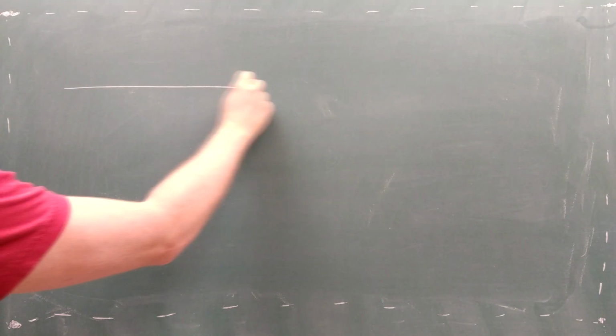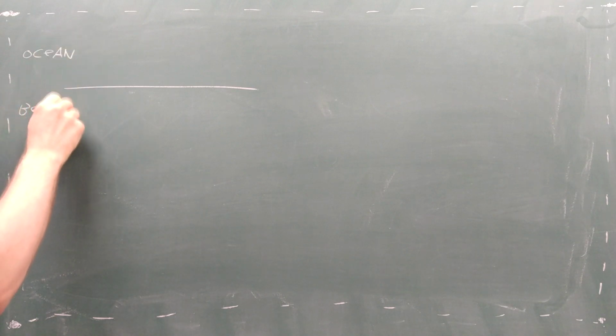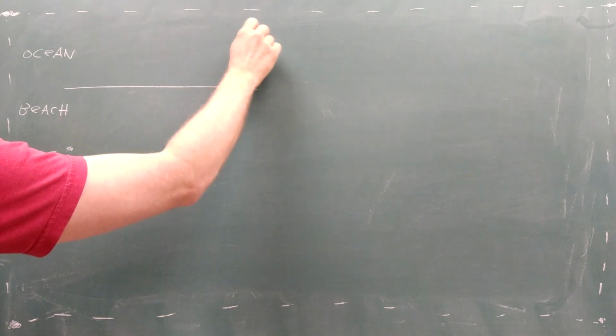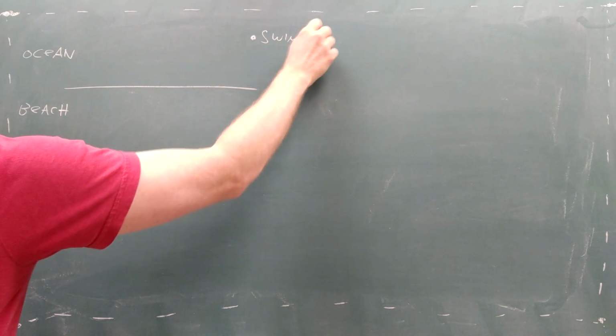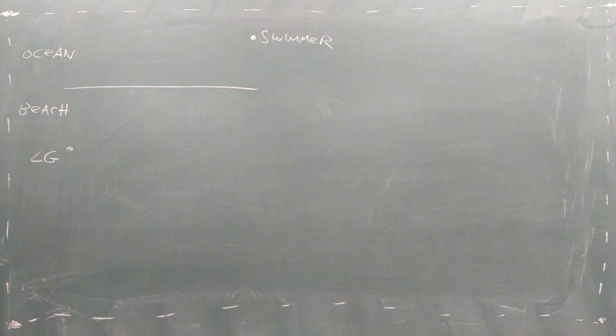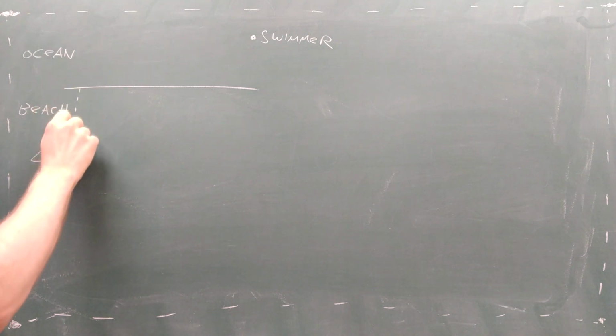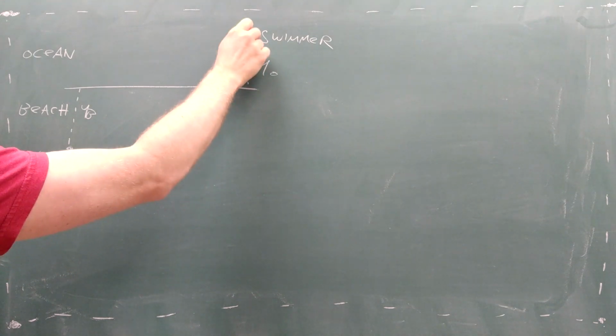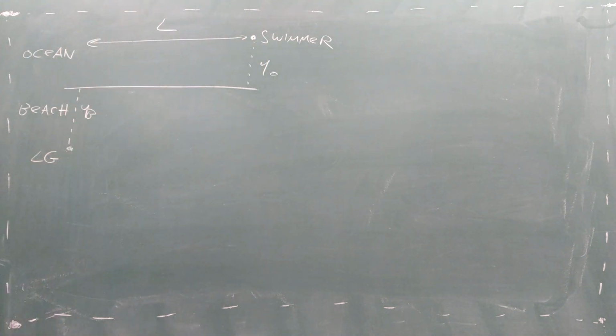So in this video, we're going to explore an analytical solution to our lifeguard problem. Remember, we have an ocean and a beach with a lifeguard standing on the beach and a swimmer who starts to drown out in the ocean. We need to label a few distances. So we've got the vertical distance from the lifeguard to the shoreline and the vertical distance from the shoreline to the swimmer. And we've got the horizontal distance L between the lifeguard and the swimmer.